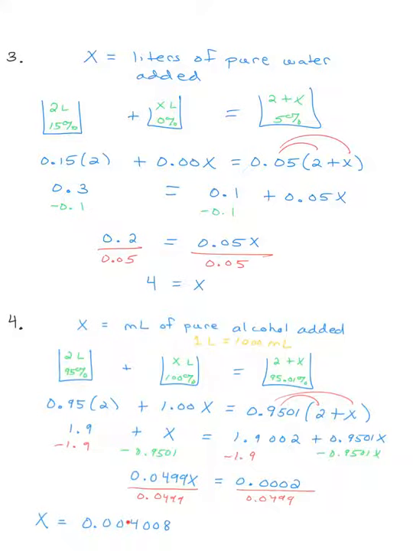So currently this is in liters. I want to convert it to milliliters. So that just means I'm moving the decimal 1, 2, 3 times. So like I said, this is currently liters, or 4.008 milliliters.